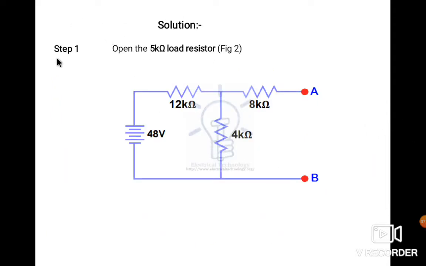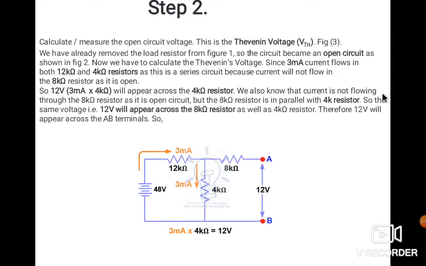See, as per the rule, the first step is to open the 5 kilo ohm resistance. This is the load resistance, and the circuit becomes like this. Now in the next slide, step 2, we have to find the Thevenin voltage VTH across this. So calculate or measure the open circuit voltage. This is the Thevenin voltage according to the steps of finding the Thevenin theorem.